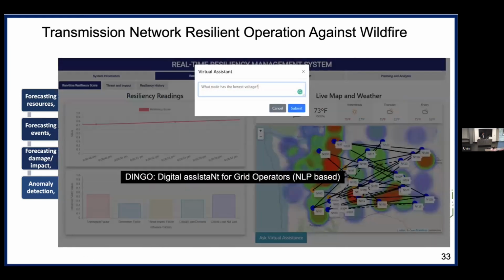And we also developed this digital assistant for grid operators, which is NLP based, because during this operation the operator is stressed and looking for some information. Instead of trying to find it themselves, they can simply ask a text question, right? This is NLP based, and now we are working on a large language model too, which we call Dingo. There's a paper on this too.